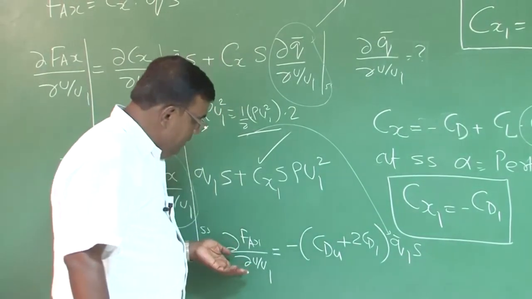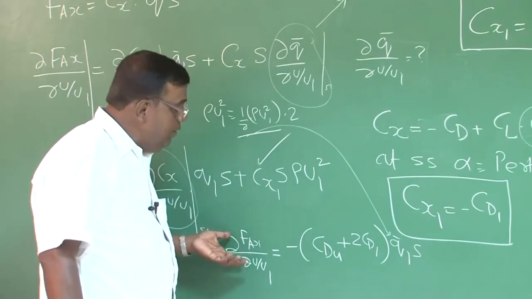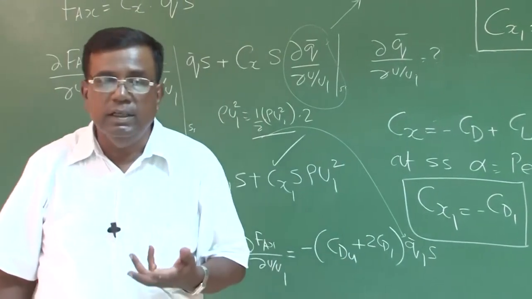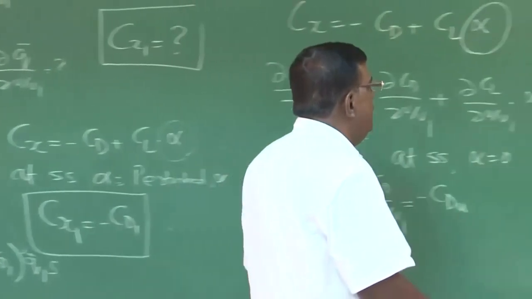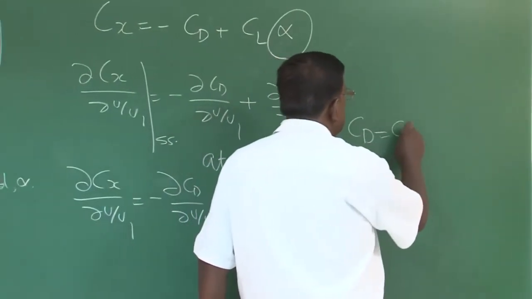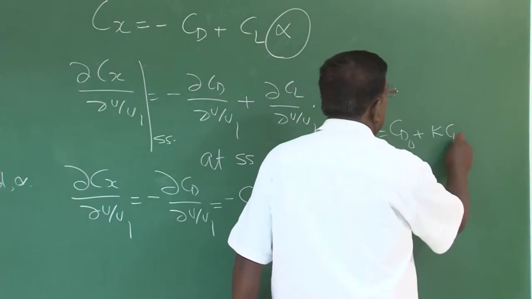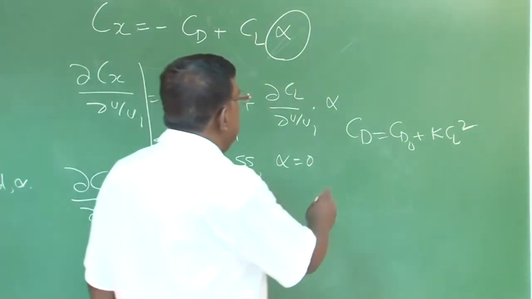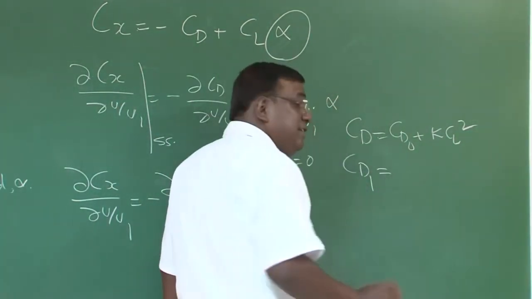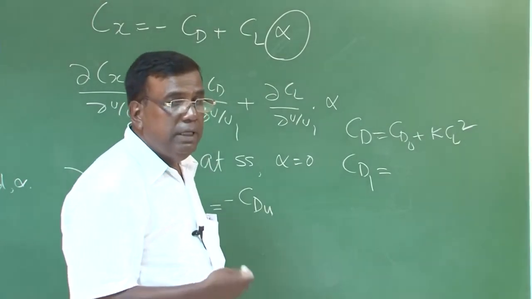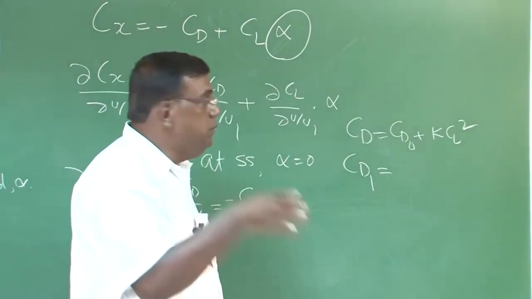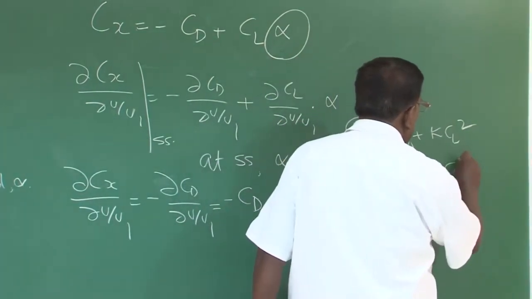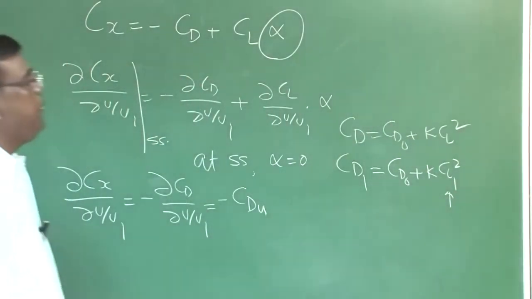So we have seen primarily that this derivative can be evaluated if I know the value of CD1. What does the value of CD1 mean? For an aircraft, CD is CD0 plus K CL square. Let's say I'm talking about a low subsonic airplane. So CD1 is the value of CD at steady state. What steady state is being considered here? A cruise. So at cruise, the question is, what was the CD0 value and what is the value of CL1 with which it was cruising?